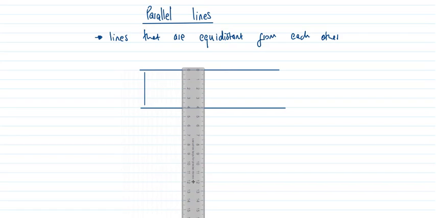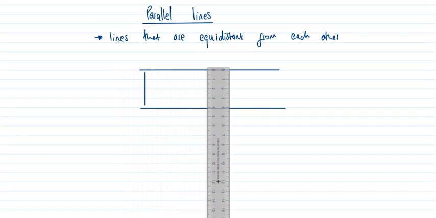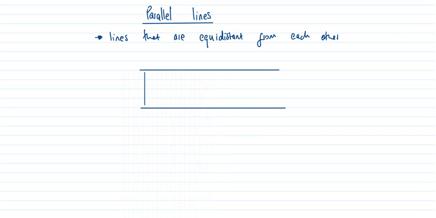So because the distance is the same between these two lines, 4.1 centimeters throughout, these lines would be parallel to each other. That means they will never meet.